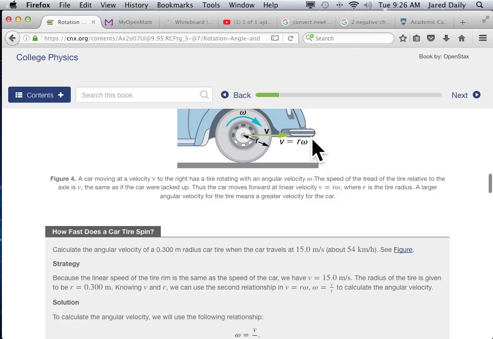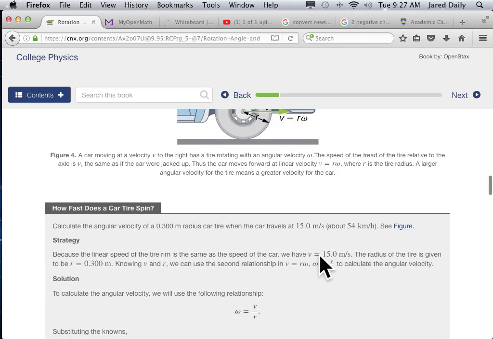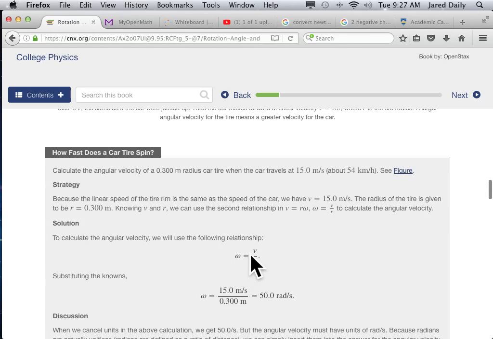Anyway, the point is they're saying that we want to calculate this angular velocity. We want to know what omega is when a 0.3 meter radius car tire is traveling at 15 meters per second. So this is the equation, omega equals v over r. We just rearrange it so that we're solving for the angular velocity. We have 15 meters per second is the speed along the edge of the tire, because that's the speed of the car, divided by 0.3 meters, 50 radians per second.